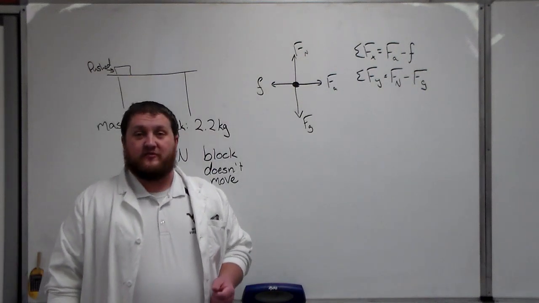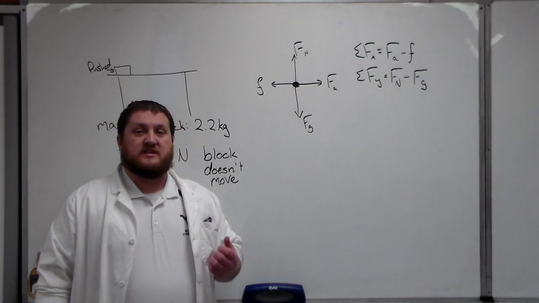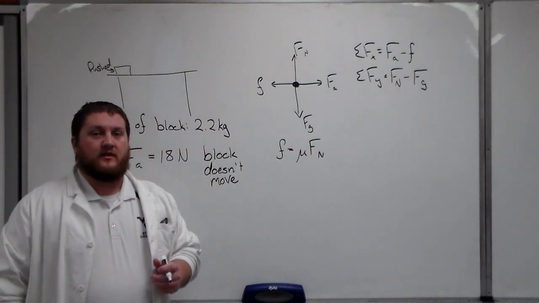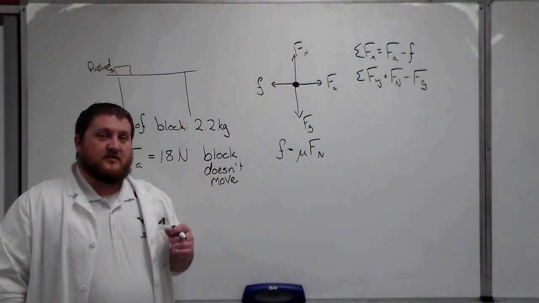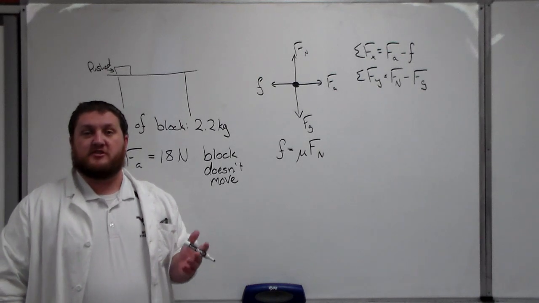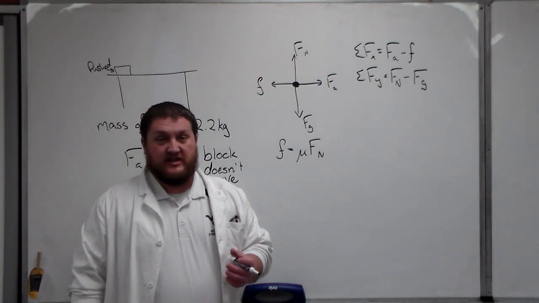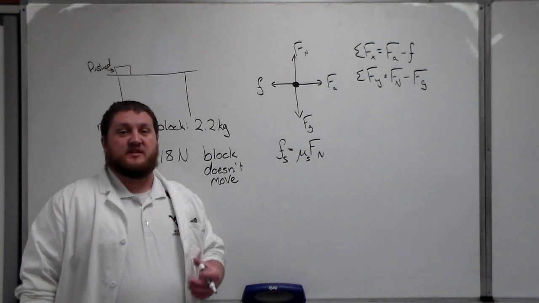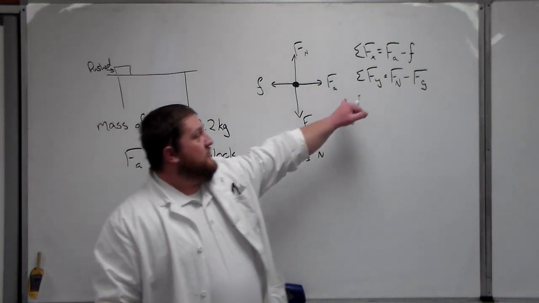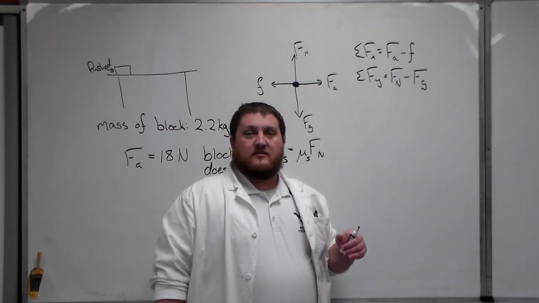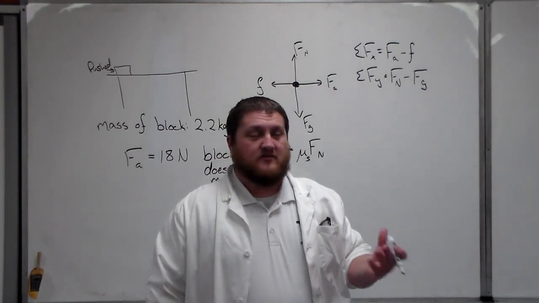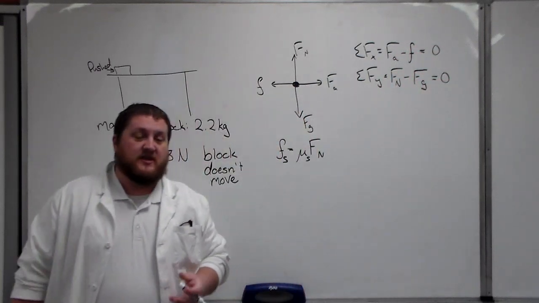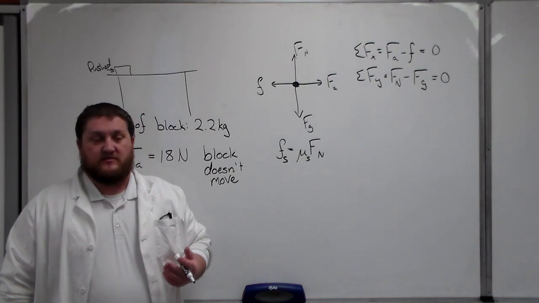I need to remember my equation for friction. Friction is equal to mu times the normal force. Again, my block is not moving, so I'm still dealing with static friction. I'm dealing with the friction between two objects that are not moving relative to each other. And again, I indicate those with a subscript S. Looking at my forces, I see that since the block is not moving, my accelerations are zero. Since my acceleration is zero, my net force is zero.